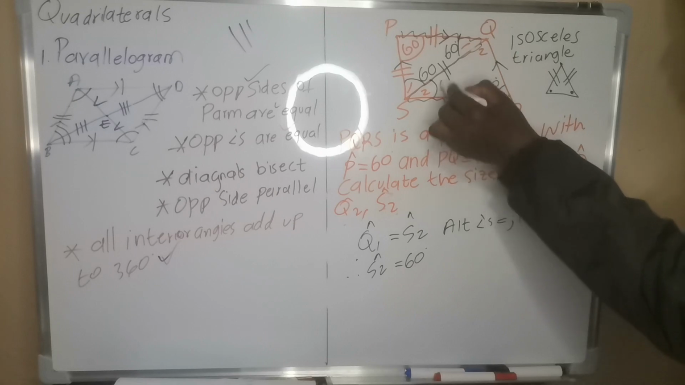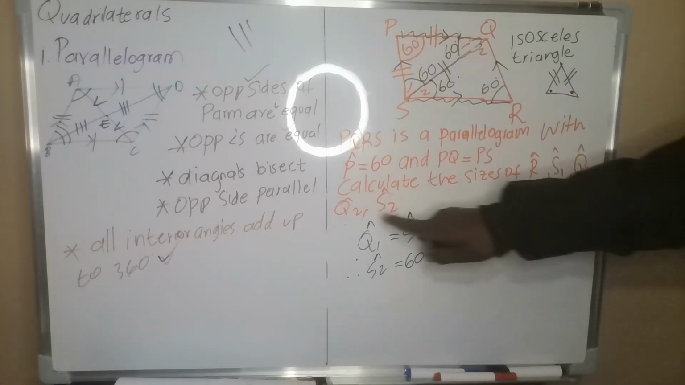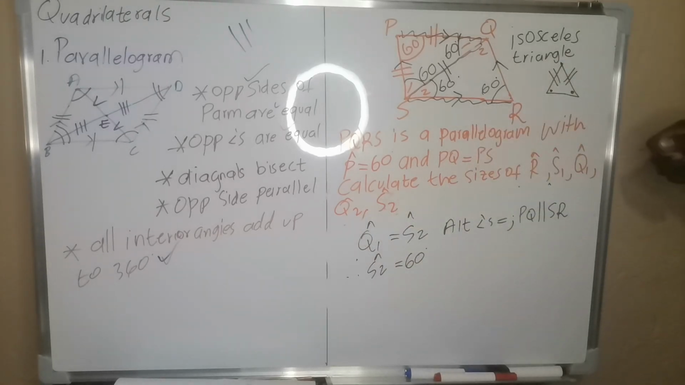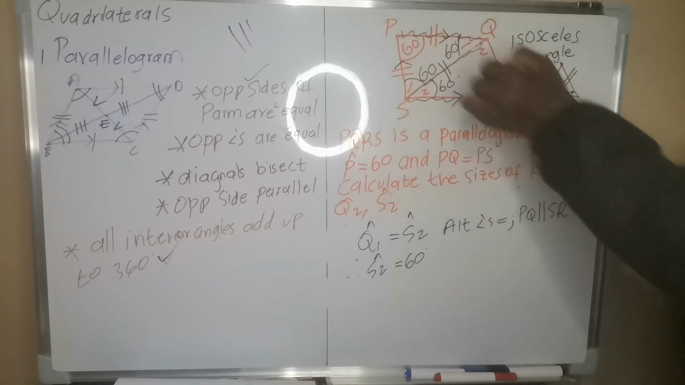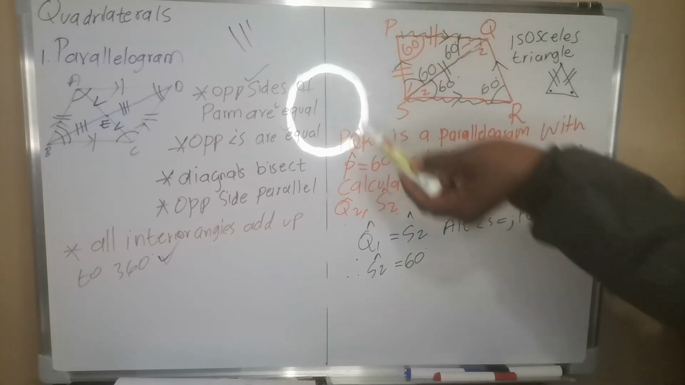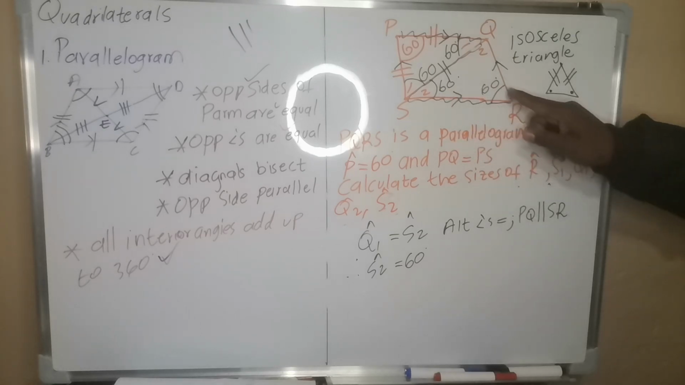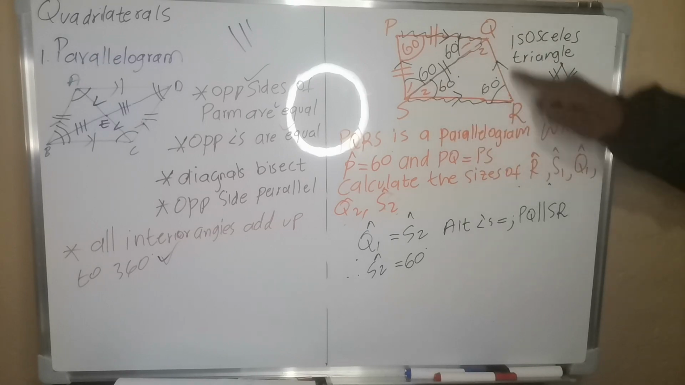We have 60 here. How to find Q2? I found S2 and I'm left with Q2. I can find Q2 by saying there is again a Z, alternating angles. I can find it in that order, or I can say I have two known angles inside my triangle. Therefore, I can use the interior angles of a triangle to find Q2 inside this triangle.